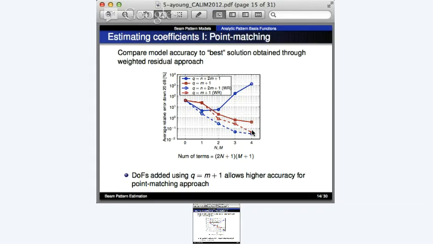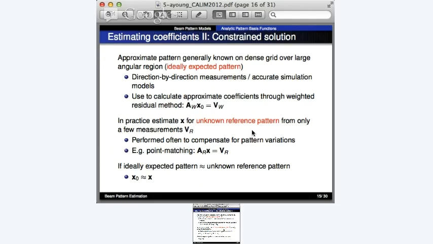So we also considered a second approach to computing these coefficients, looking at constraint solution. So in practice, an approximate pattern for the actual pattern is known, so we'll just call this one the ideally expected pattern. And this is obtained through accurate simulations or computed from a direction by direction measurement. And then we can use, again, weighted residuals to find the best model for that pattern.